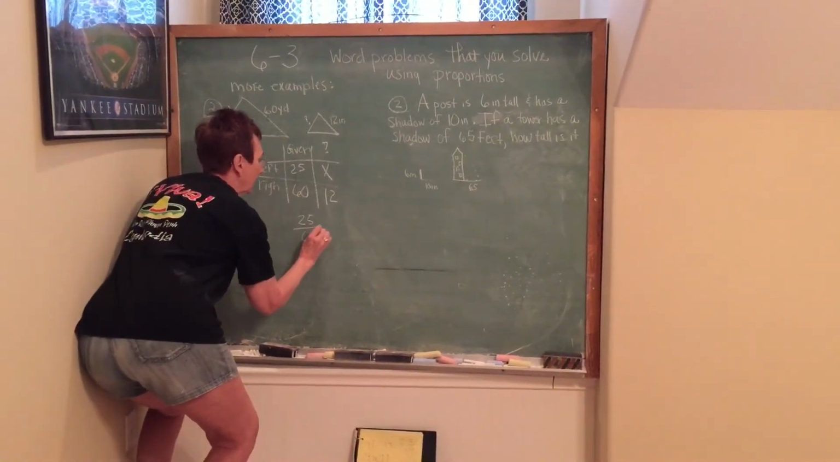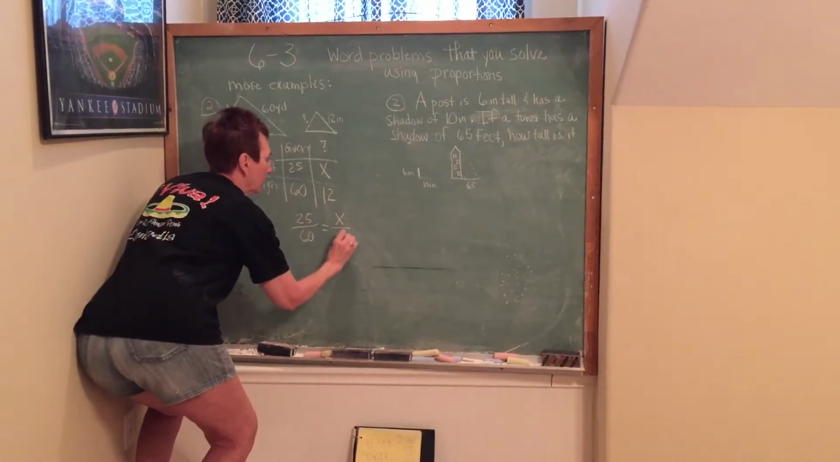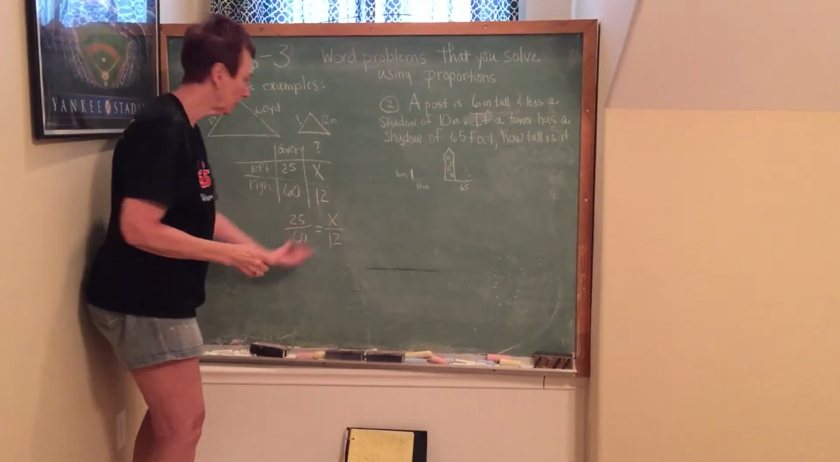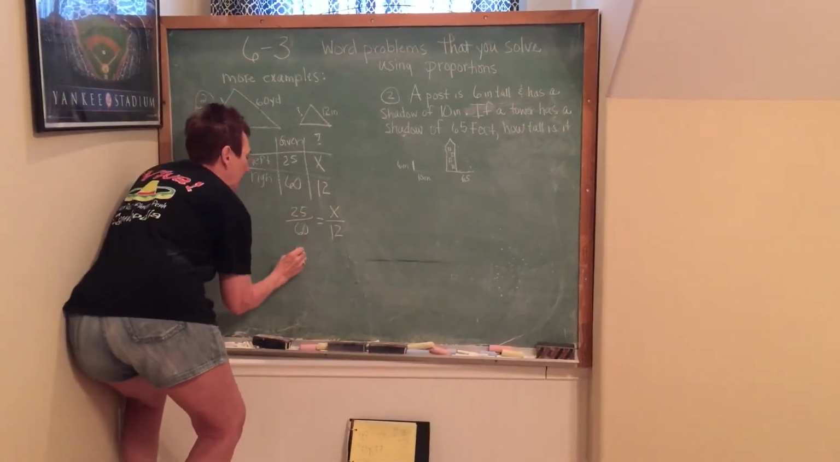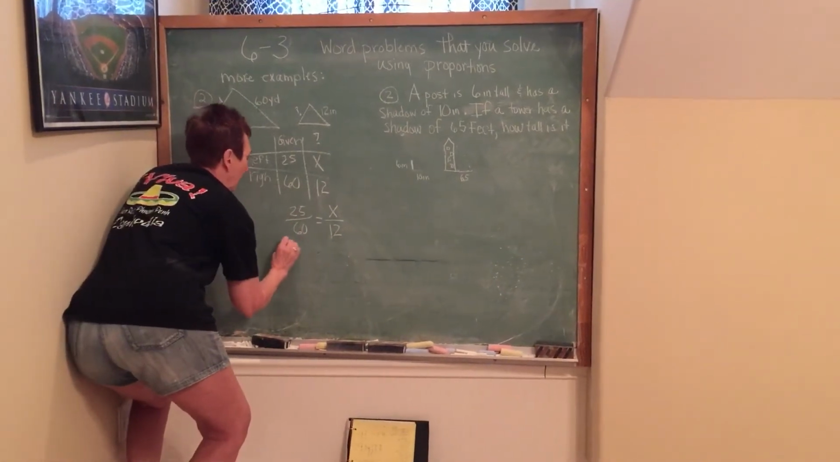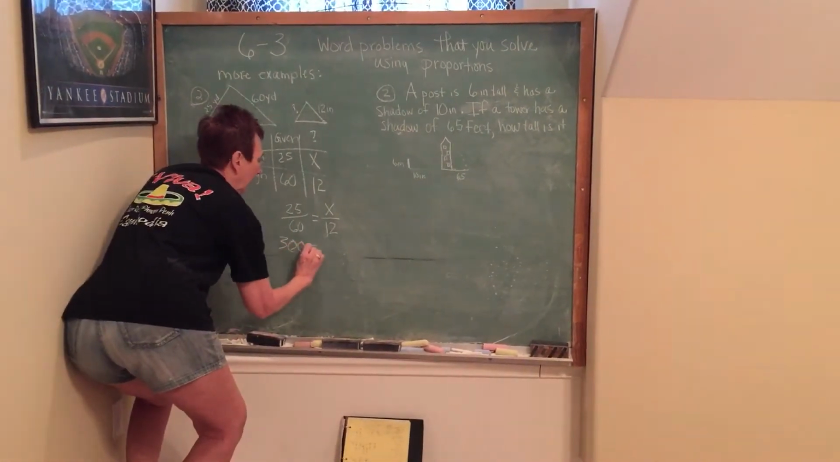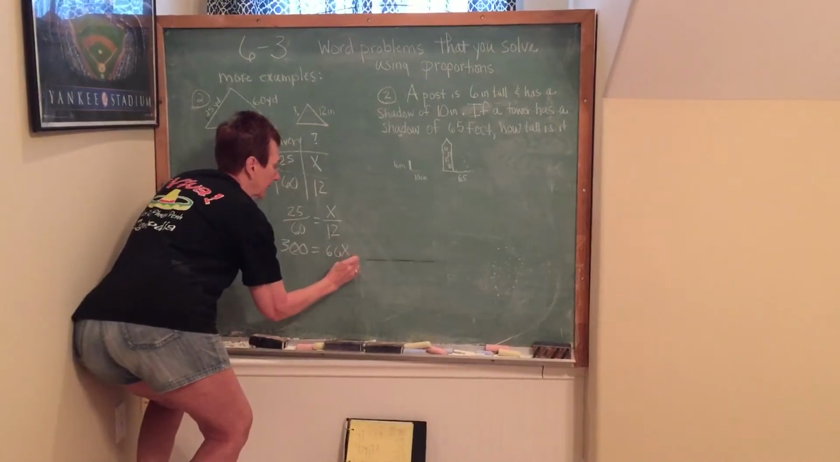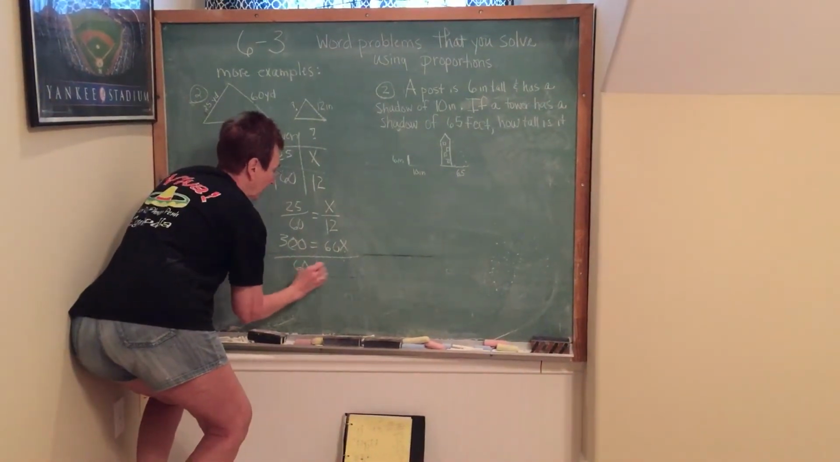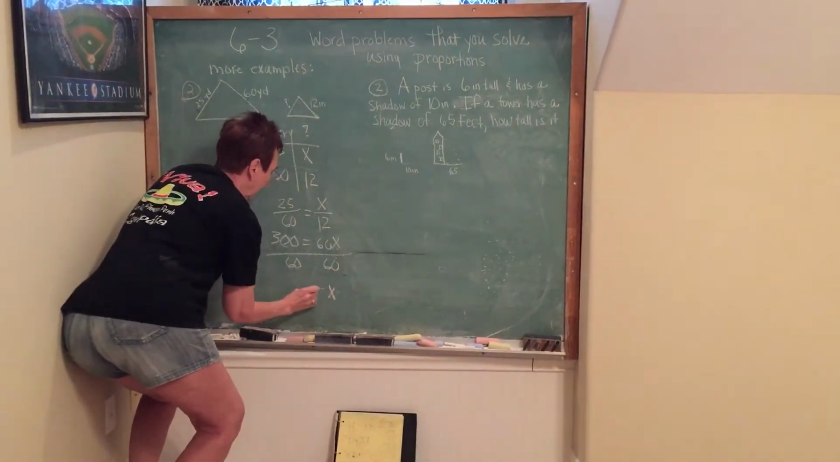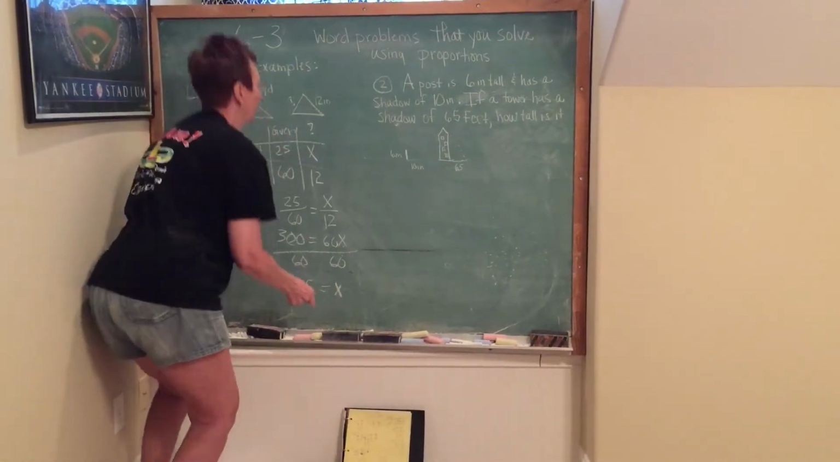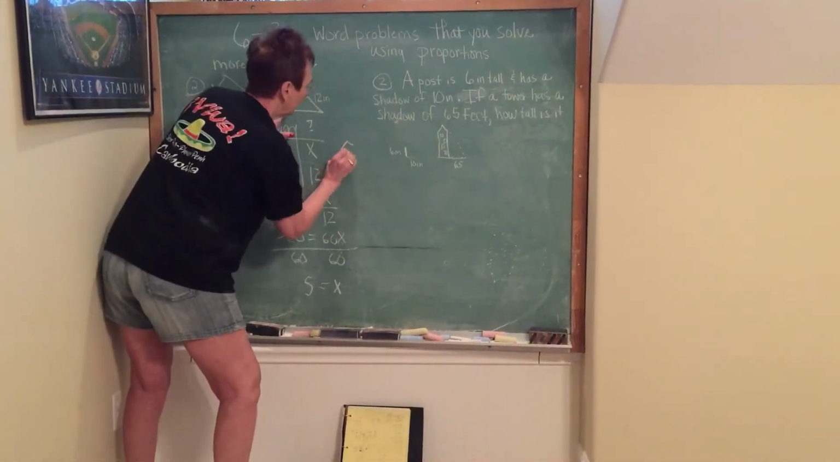25 over 60 is going to be equal to X over 12. Then you cross multiply. 25 times 12 is going to be 300 equals 60x. Then you divide both sides by 60 and you're going to get that x is 5. So the missing side is 5 inches.